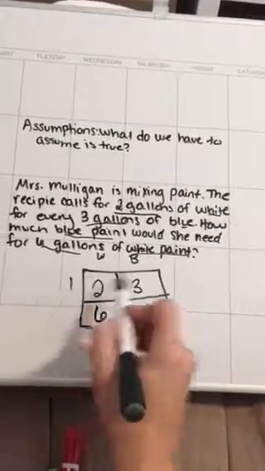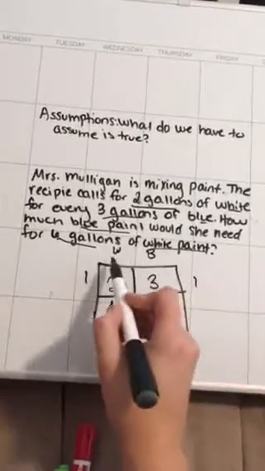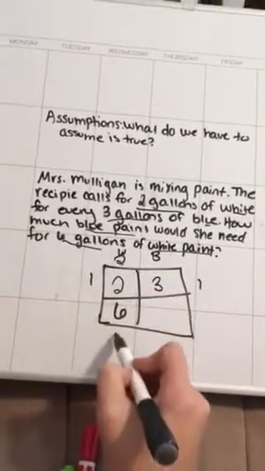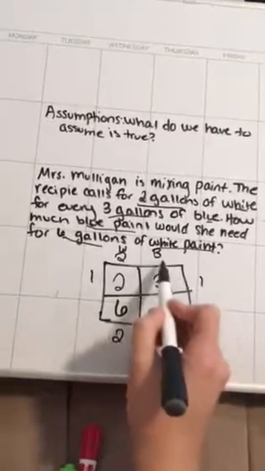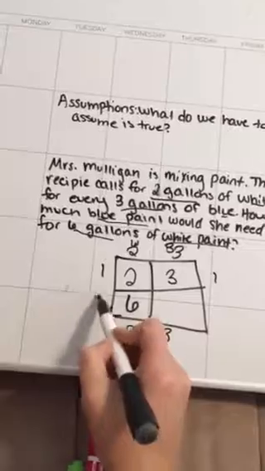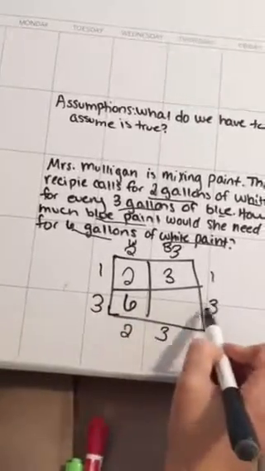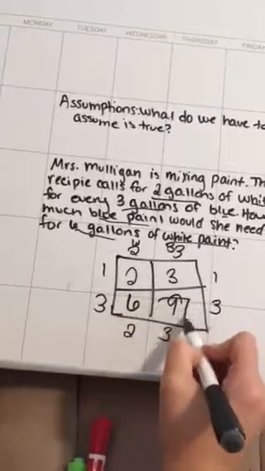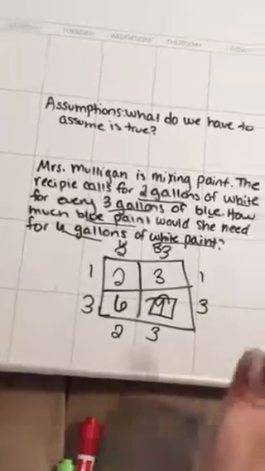So here I know that a common factor of 2 and 3 is 1. So I'm going to carry my 2 down. 1 times 3. 3, carry across. So then I know that I'm going to need 9 gallons of white paint. Good job.